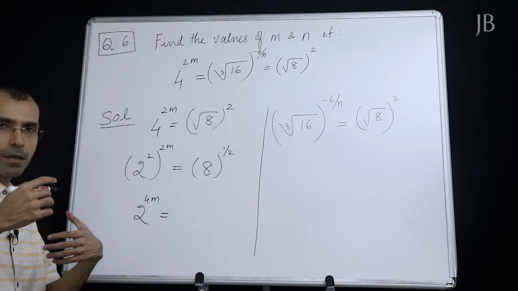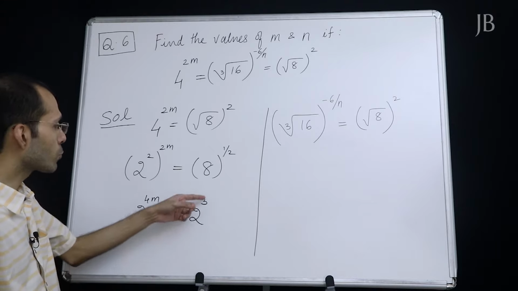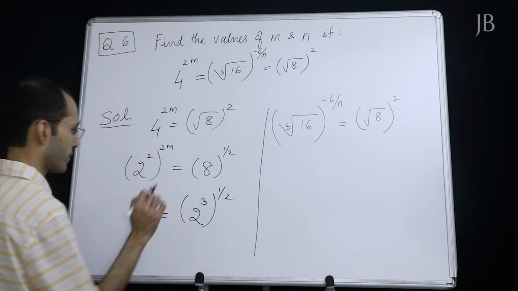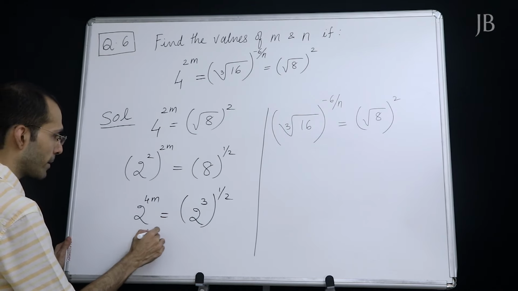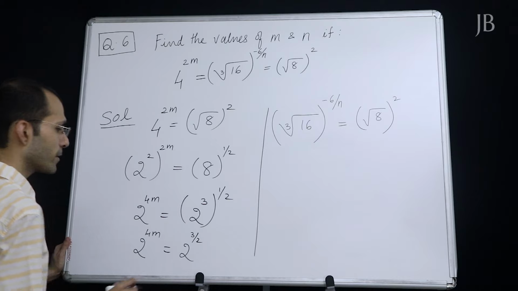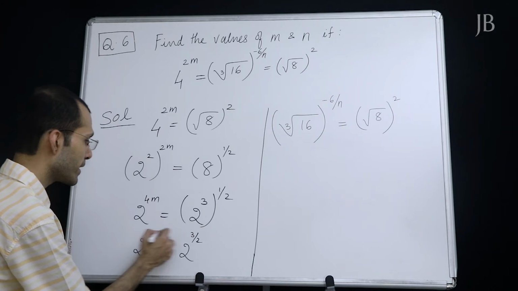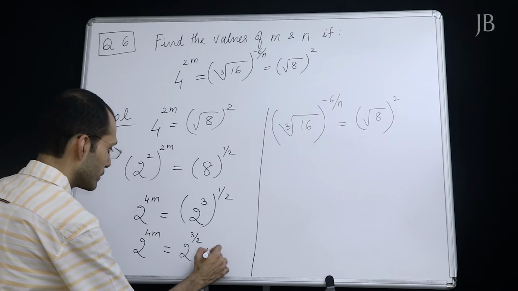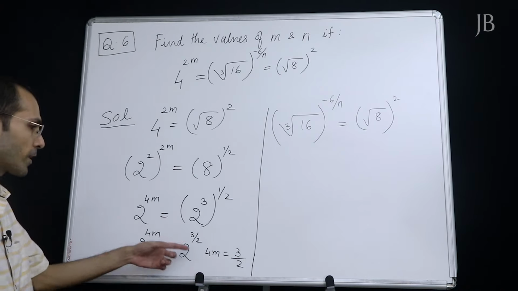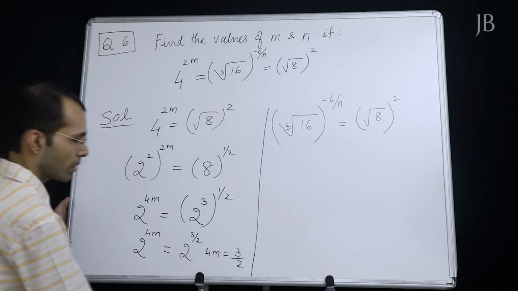Now 8 can be written as a power of 2, the base. So 2 cube. So as a result, the bases will get equalized. 2 cube is also 8. So no harm, we are not changing any value. The whole raised to half. And this will become 2 raised to 4m. Power raised to power, 2 powers will get multiplied. 2 raised to 3 by 2. Now the terms are equal. Bases are same, so we can equate the powers. 4m is 3 by 2. Cross multiply. How to find m now? Okay, this I'll erase.